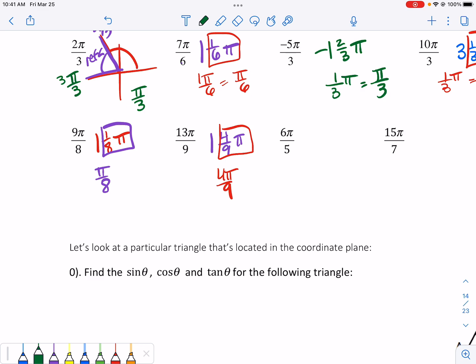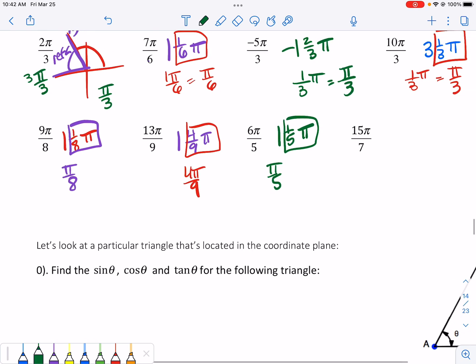So here, 6/5, 5 goes into 6 once, you've got 1 left over. So this is 1 1/5 pi. So that means, since 1/5 is smaller than a half, that this is closer to 1. Well, how far past 1 did we go? Well, we went 1/5 pi past it, so it's just pi fifths.